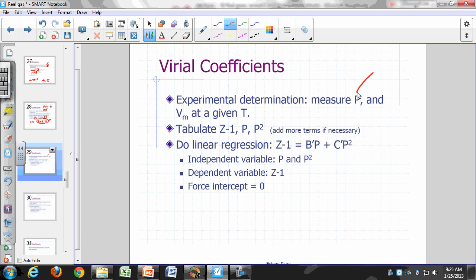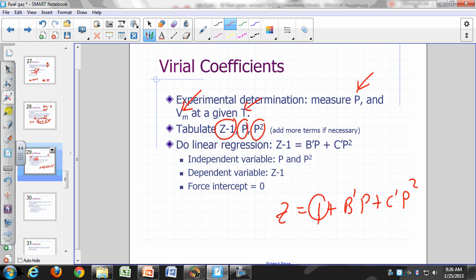Experimentally, what you do is you measure your P and your molar volume at a given temperature. And so what you can do is tabulate, for a series of pressures or a series of molar volumes, Z minus 1, P, and P squared. And then you do a linear regression. Remember, we have Z equal to 1 plus B prime P plus C prime P squared and so on, so you can move the 1 over to the other side. So Z minus 1 is B prime P plus C prime P squared.